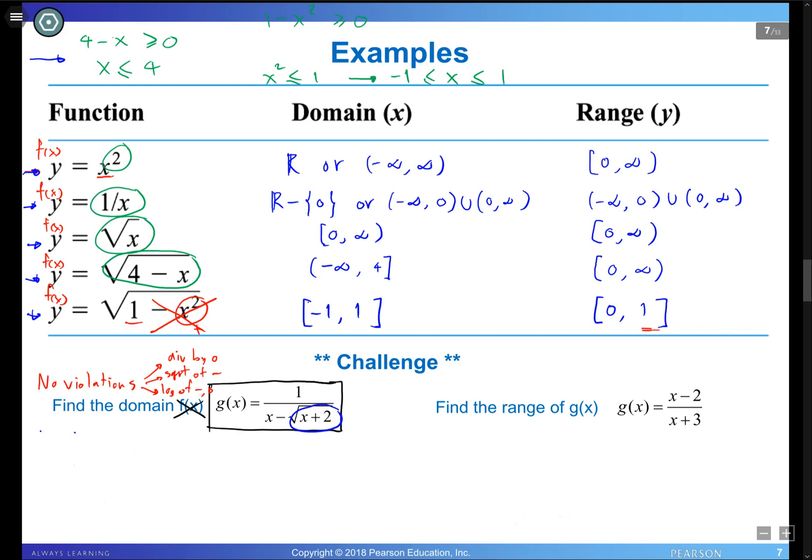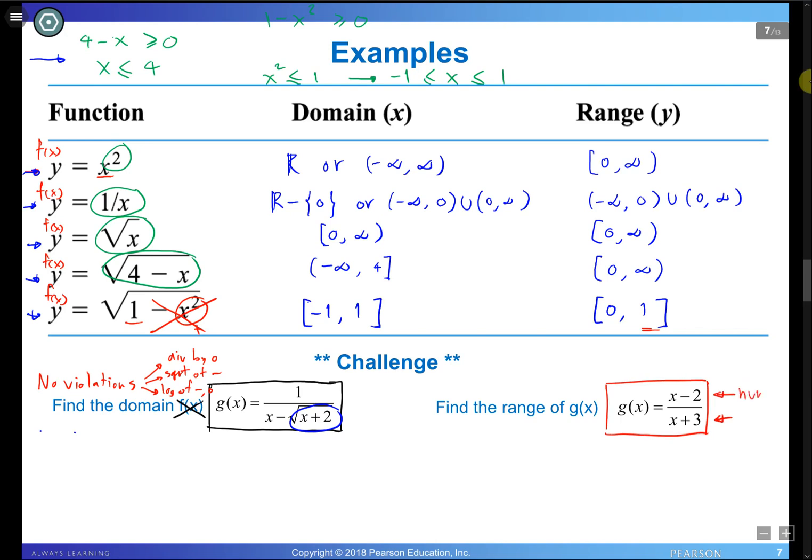Now, for the second challenge problem, we want to find the range of this new function g of x equal to x minus 2 divided by x plus 3. So we want to find all possible values of the image of x, all possible values of this function. What do we know right here? We have x minus 2 as the numerator and x plus 3 as the denominator. So this is the numerator.